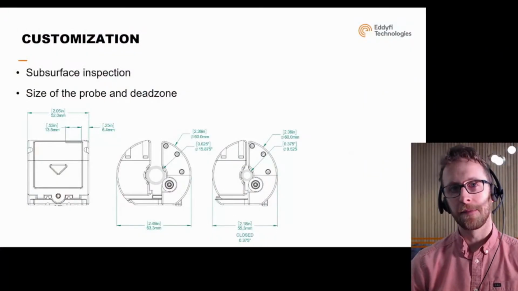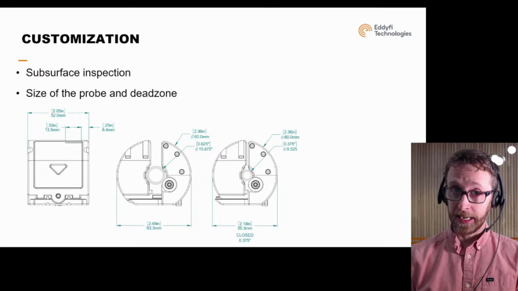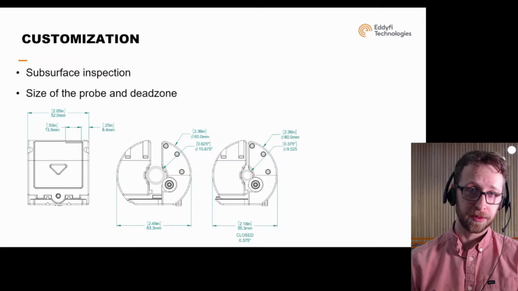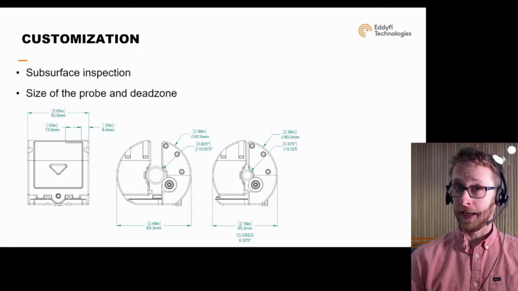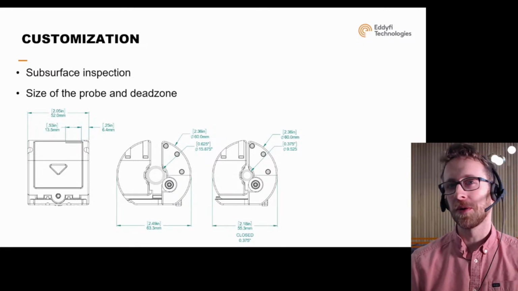But perhaps, if you have special needs in terms of criteria or accessing a very tight access area, there are ways to customize the probe, the size of the probe, and its detection. So for example, if you're looking for more of a subsurface inspection, the standard offering is a short double driver, as I mentioned before, and this is very good for surface breaking. It can also detect a little bit of subsurface, but that's not what it was optimized for.